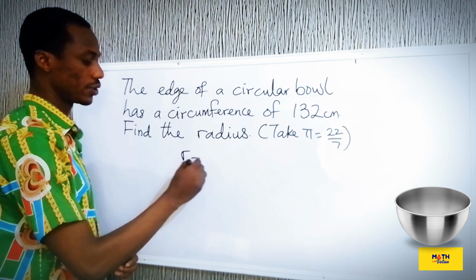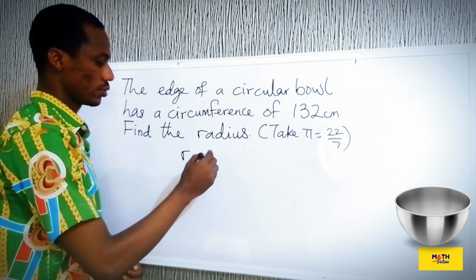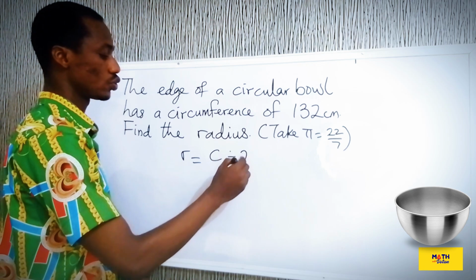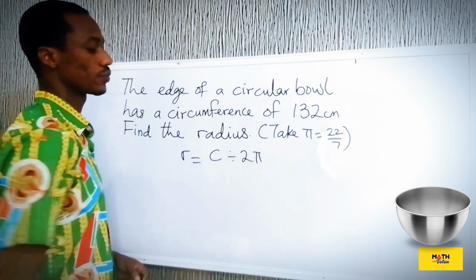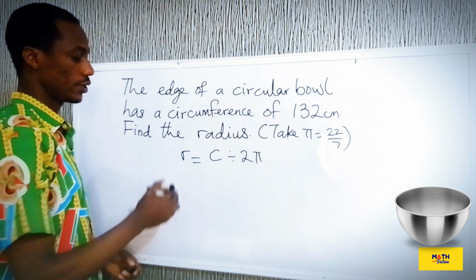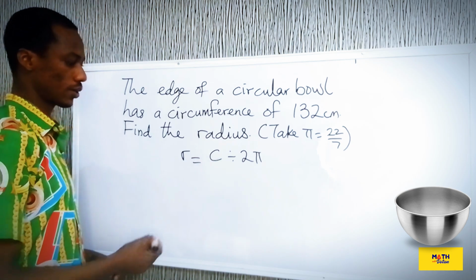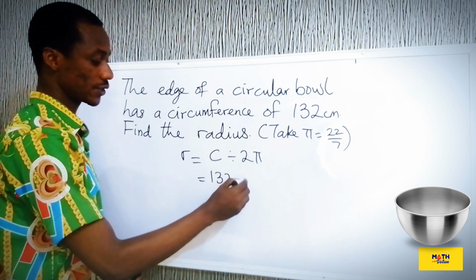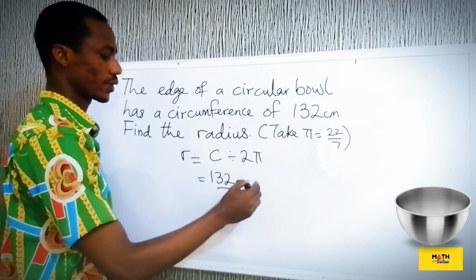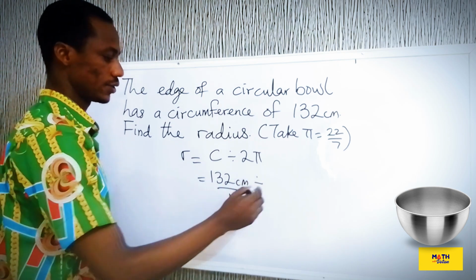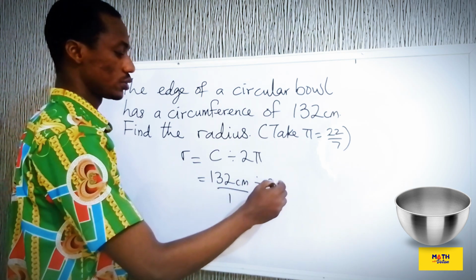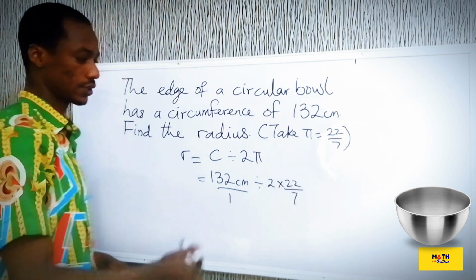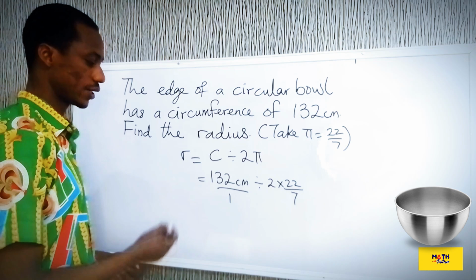Radius equals circumference divided by 2 pi. And the circumference is 132 centimeters over 1 divided by 2 times 22 over 7. Alright, that will be 44 over 7, right?